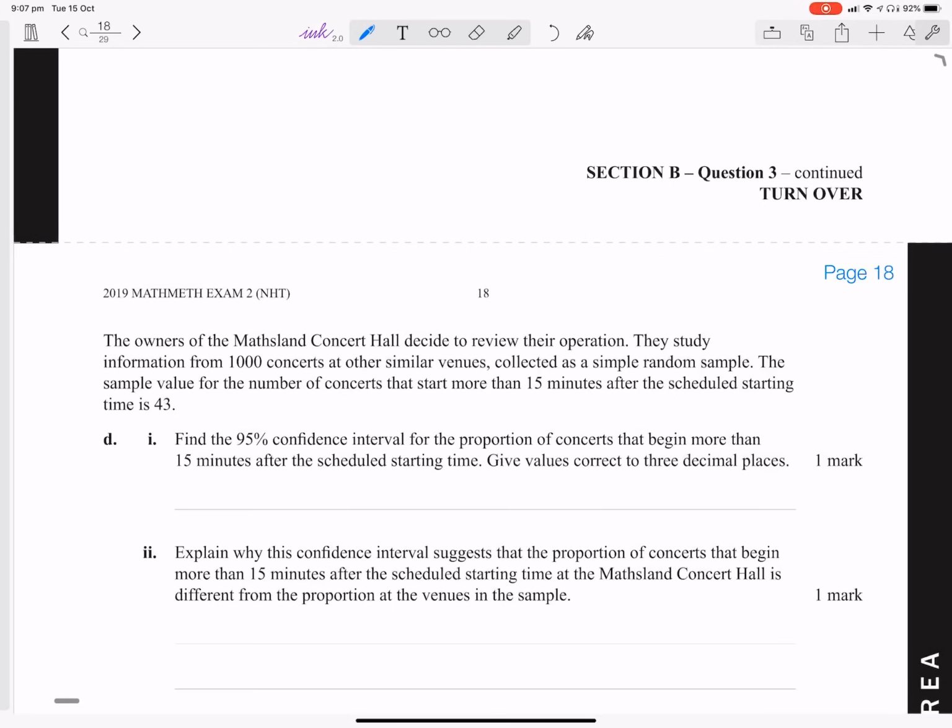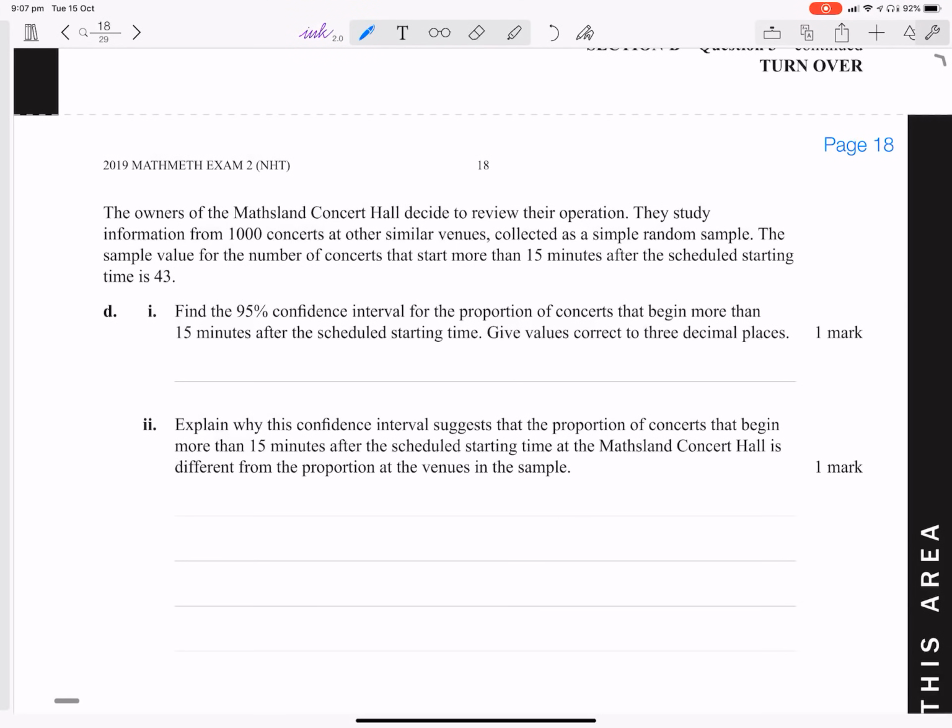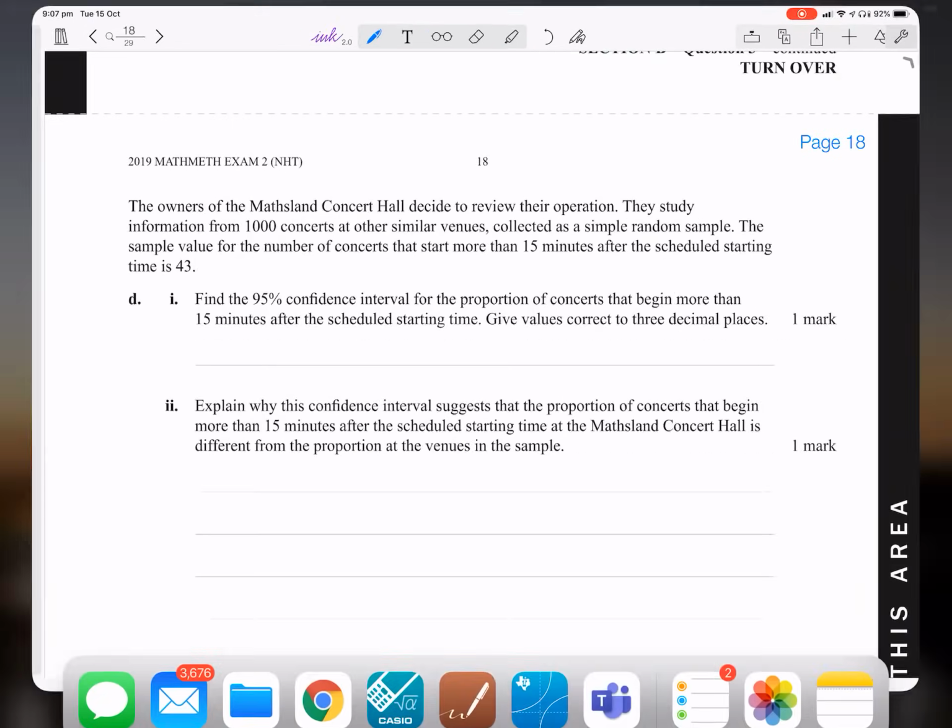Okay, the owners at Massland Concert Hall decide to review their operation. They study 1,000 concerts at other similar venues, collected as a simple random sample. The sample value for the number of concerts that start more than 15 minutes after the scheduled starting time is 43, so 43 out of 1,000. Find the 90% confidence interval for the proportion that begin more than 15 minutes late. Give your answers correct to 3 decimal places. So 43 out of 1,000, 95%.